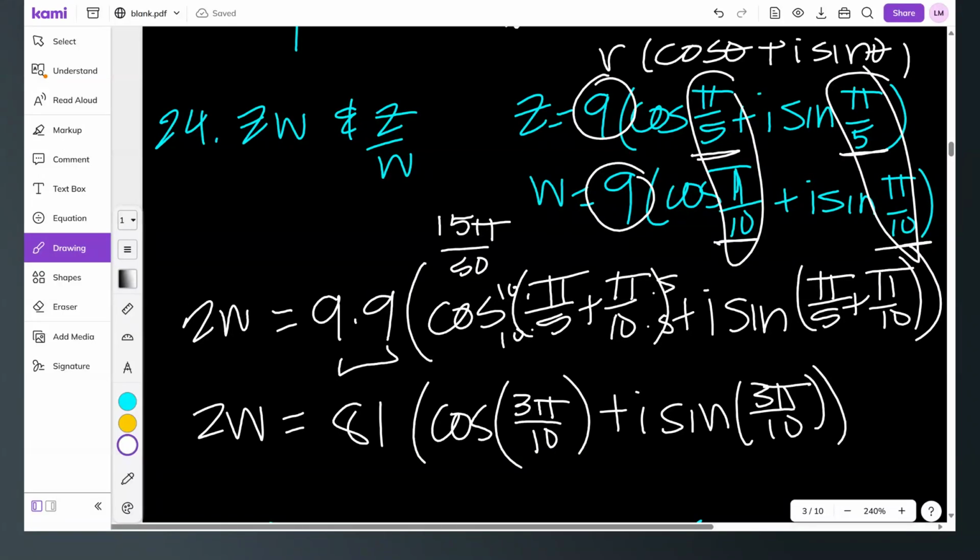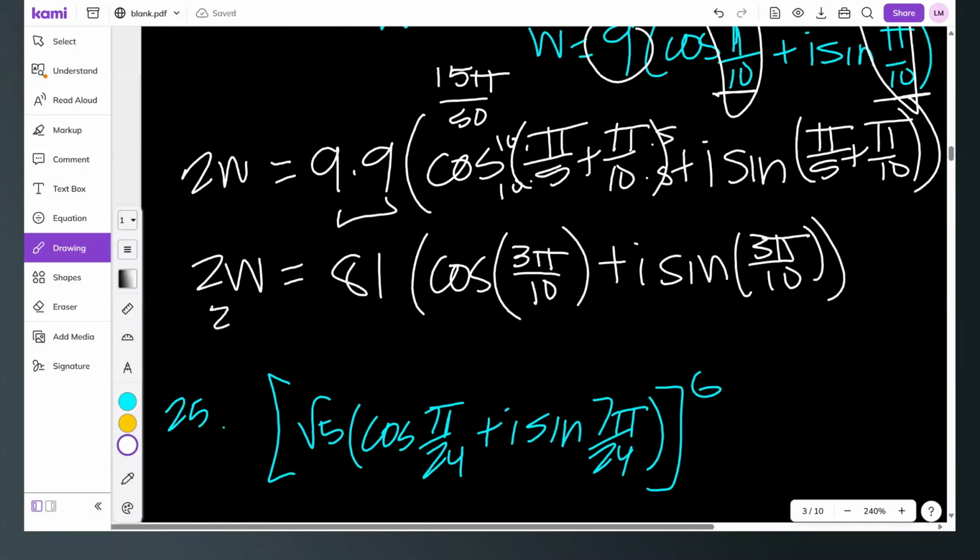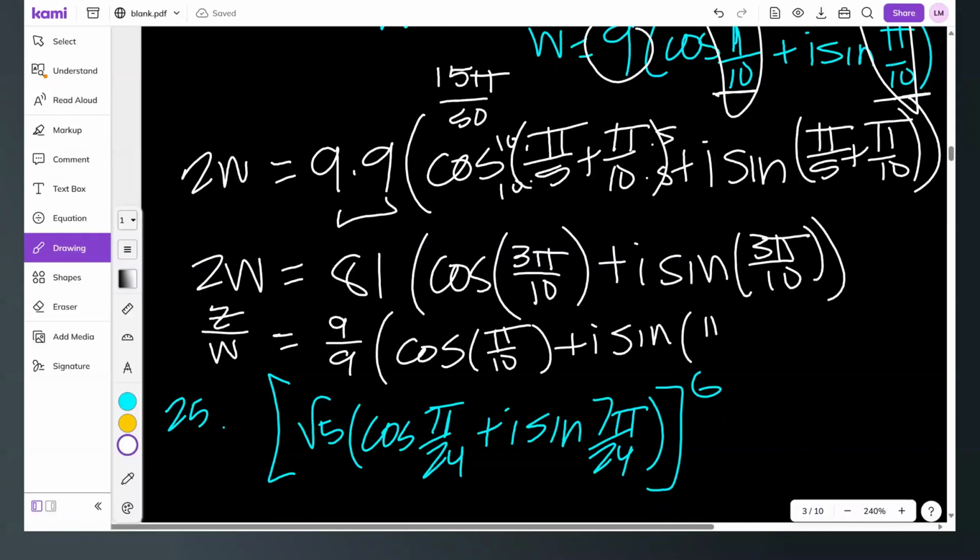So you can probably guess what you do with these when I divide. I'm going to divide my r's, so 9 divided by 9, and I'm going to subtract my angles. So now instead of pi over 5 plus pi over 10, it's pi over 5 minus pi over 10. So that's going to be 5 pi over 50 when I subtract those, or when I reduce, pi over 10. All right, so cosine of pi over 10 plus i sine pi over 10. And that's it. You don't have to do anything else. It asks you to put, actually, that's a lie.